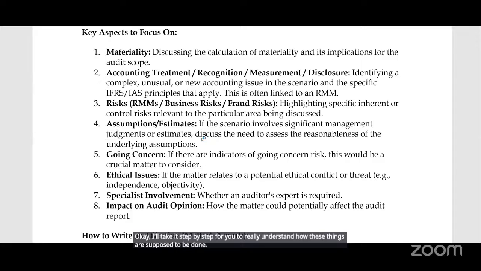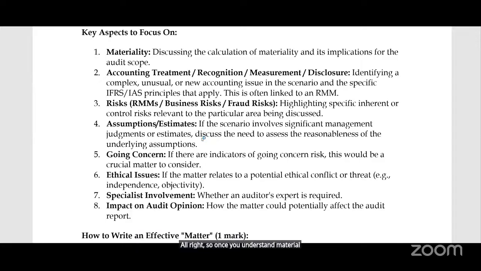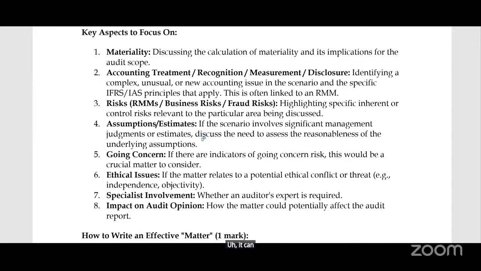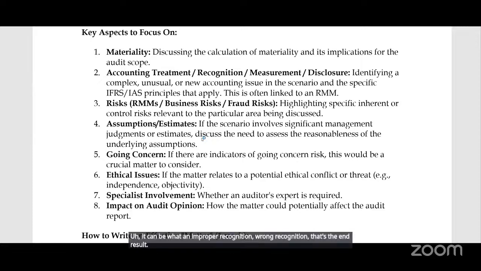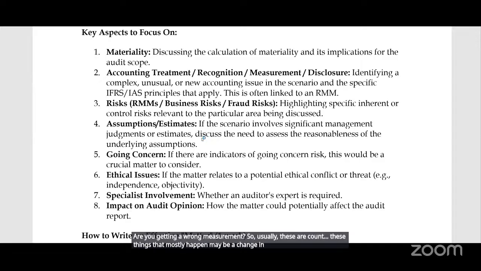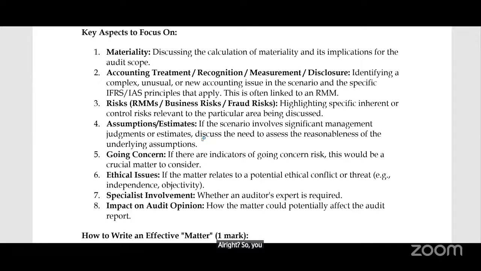All right. So once you understand materiality, you have to go to the accounting treatment. This is where you deal with recognition, measurement, and disclosure. Sometimes it can be an improper recognition, a wrong recognition. That's the end result. Or a wrong misstatement or inappropriate disclosure. Are you getting it? Wrong measurement. Usually these things happen through a change in accounting policy or a change in accounting estimate. So you have to talk about all of that.